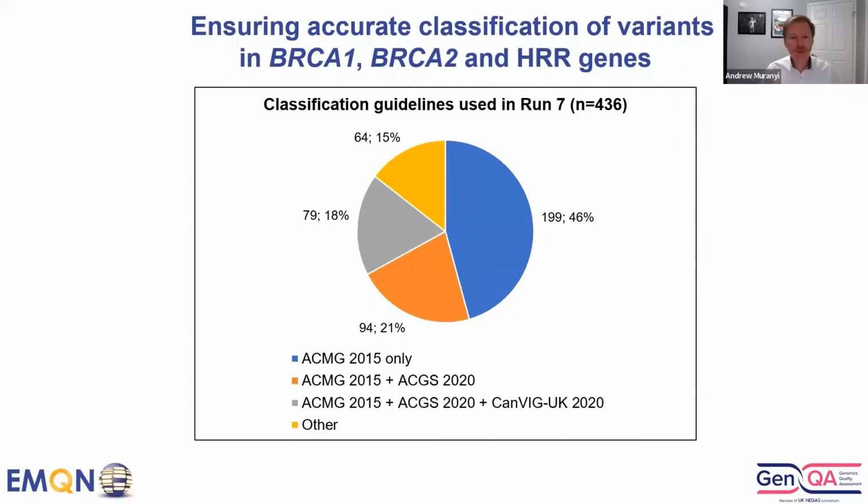this slide just shows the different guidelines that people are using for these schemes. The options we have are the ACMG 2015 only, the ACMG 2015 and ACGS 2020, or the ACMG 2015, ACGS 2020, and CAN-VIG. Almost half of the individuals registered for the scheme use the ACMG 2015 only, and the remainder use one of the other combinations, including other.